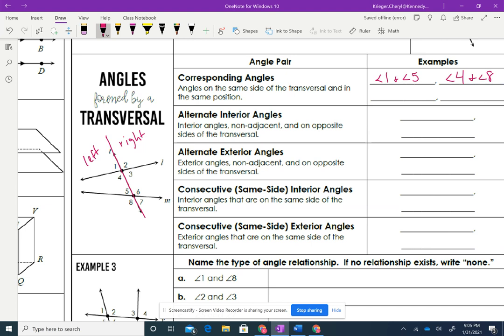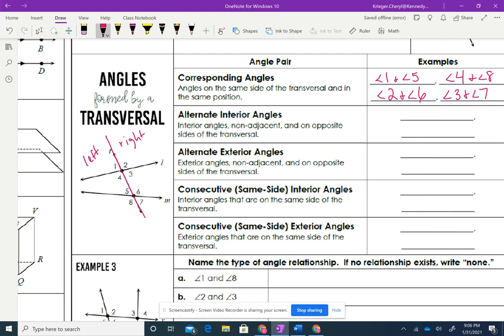How about the top right? Top right would be angle 2 and angle 6. And the bottom right, angle 3 and angle 7. I think that covered all of our corresponding angles.